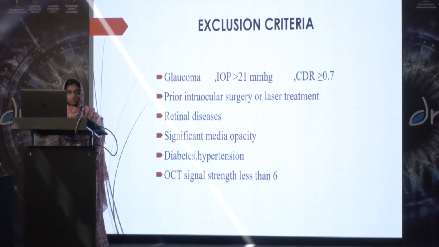Those with a history of glaucoma or IOP more than 21 mm of mercury and cup disc ratio more than or equal to 0.7, those with prior intraocular surgery or laser treatment, those with retinal diseases, significant media opacity, a history of diabetes, hypertension, and OCT signal strength less than 6 were excluded from the study.